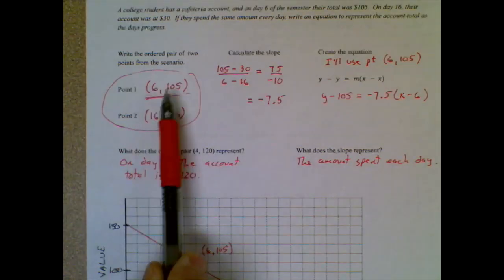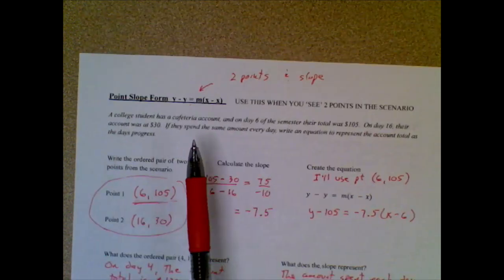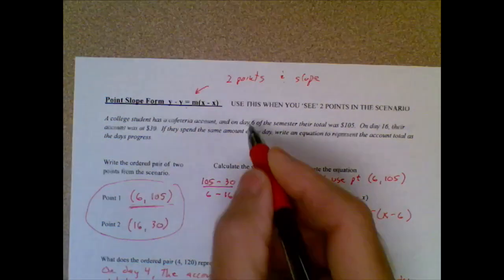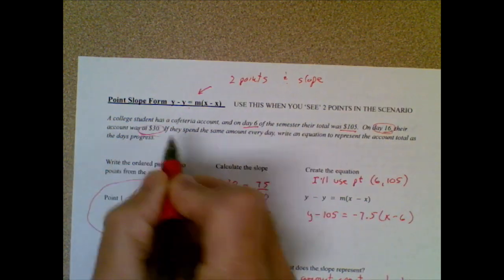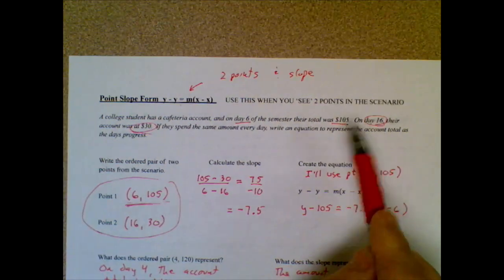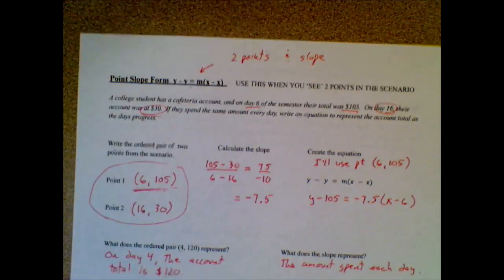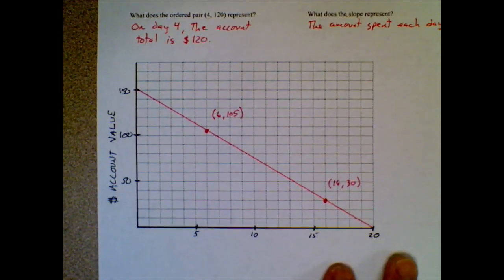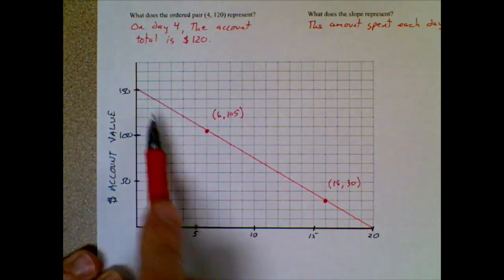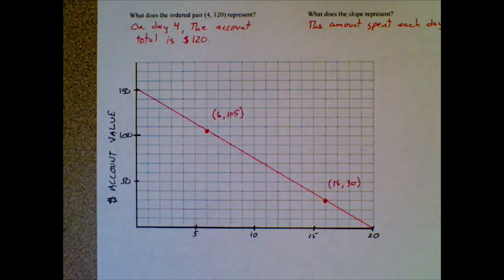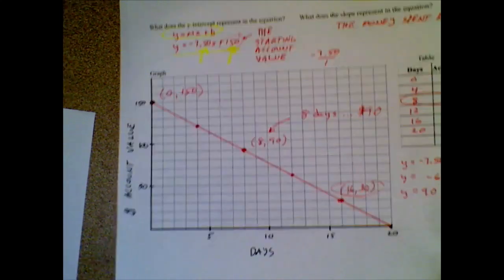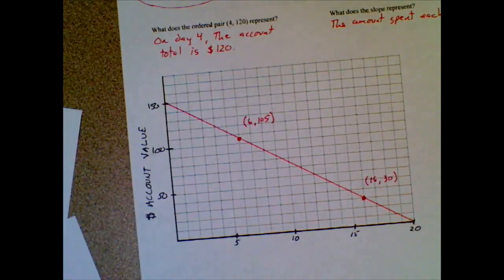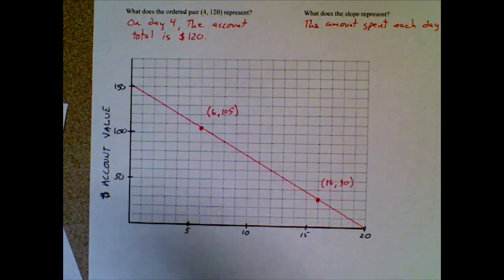Finally, if I take those 2 points that we got from looking at this scenario, day 6, $105, day 16, $30, those are these points that I'm working with. I could put those on the coordinate grid, graph the 2 points, draw a line between the 2 points, and I have virtually the exact same line that I had when I used the other form, y equals mx plus b. 2 different ways to model the same scenario.